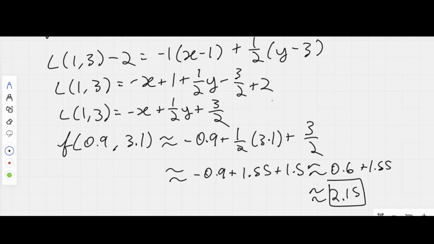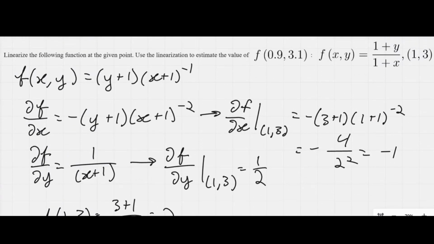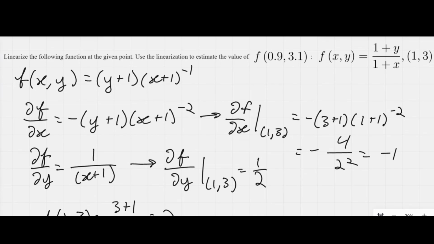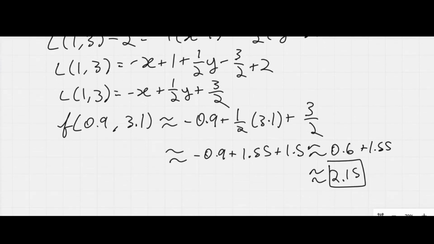In fact, if you do calculate this, and I encourage you to actually go ahead and calculate what the value of f of (0.9, 3.1) is, I think that should get you about 2.157. And so if we compare that to our original approximation, it's pretty darn close.